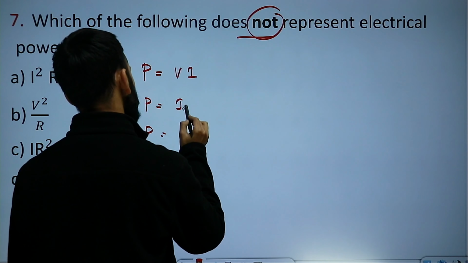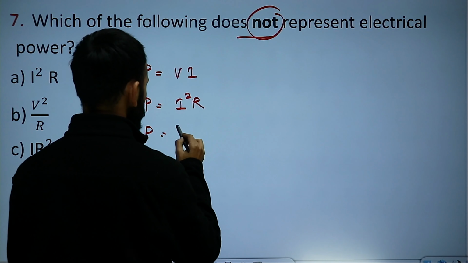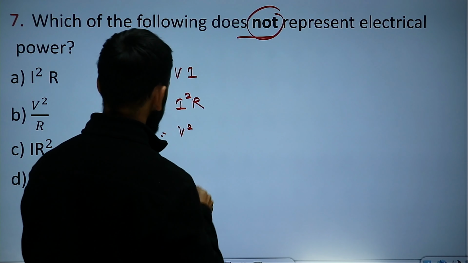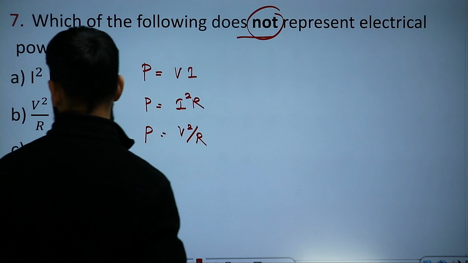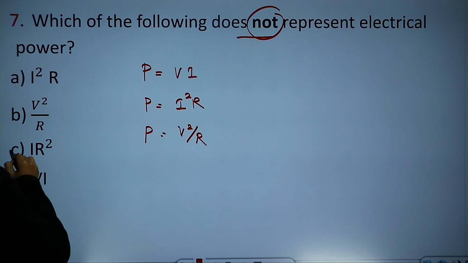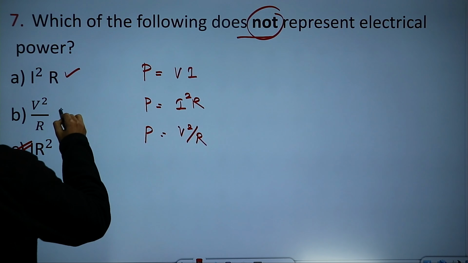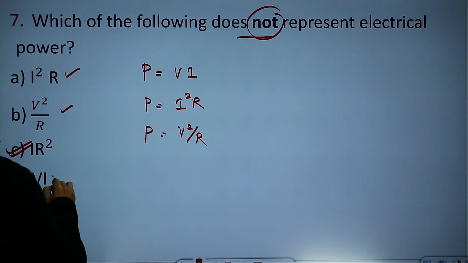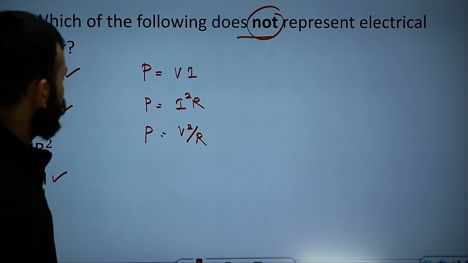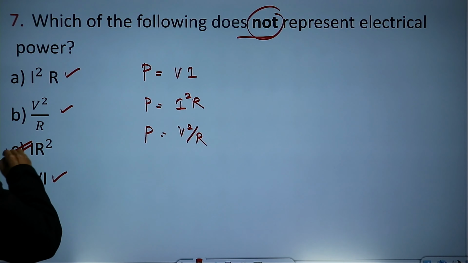VI. Second formula is I square R, and the third formula is V square by R. So here, which formula is not correct? I square R is correct, V square by R is correct, and VI is also correct. So which of the following does not represent electrical power?